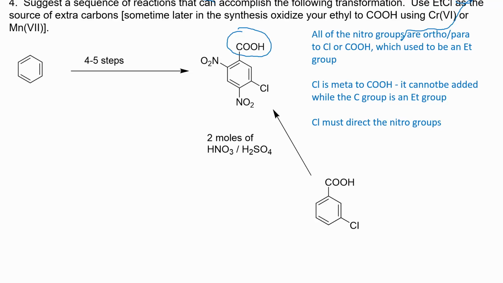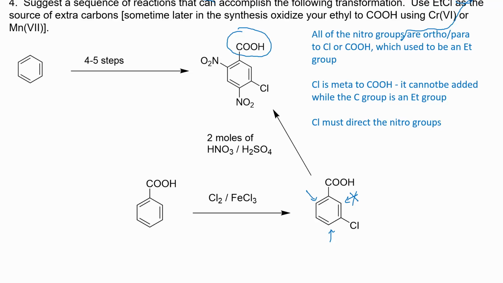Okay, so we're going to take 2 moles of nitric acid, sulfuric acid. These are going to go ortho-para to the chlorine. They're not going to go here because this is a place that's between 2 meta groups. Okay, so 2 moles of nitric acid, sulfuric acid applied to meta-chlorobenzoic acid would produce the desired compound.